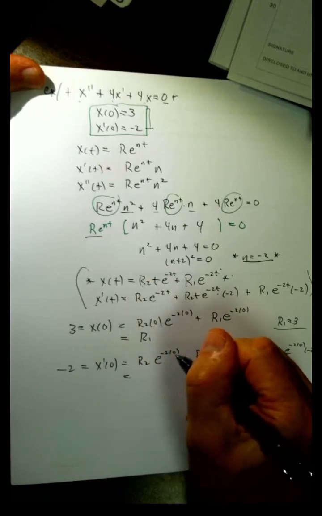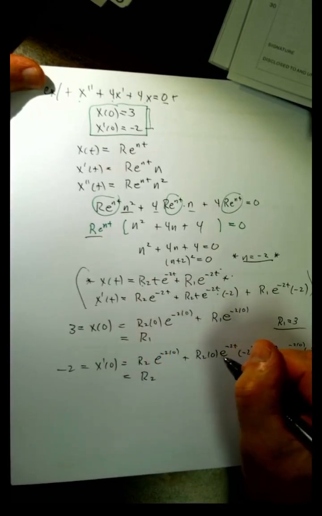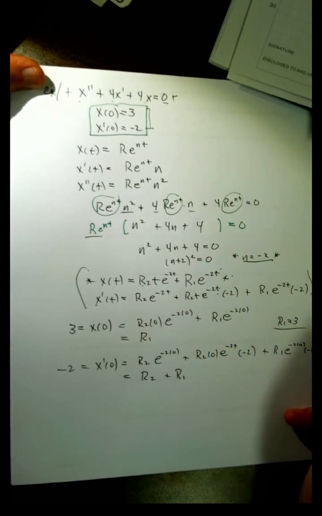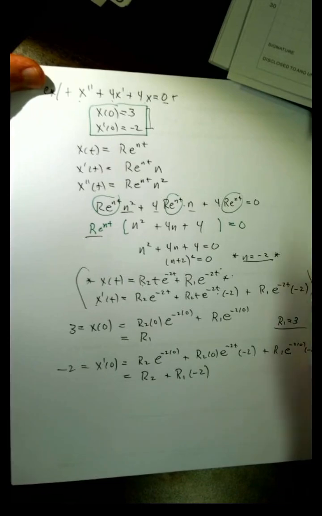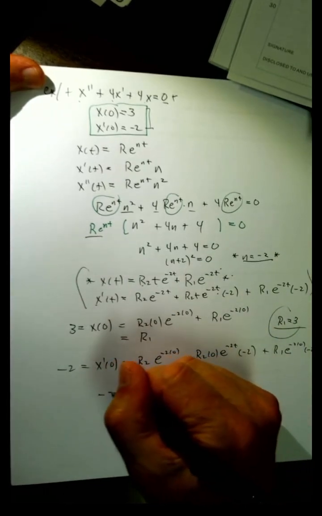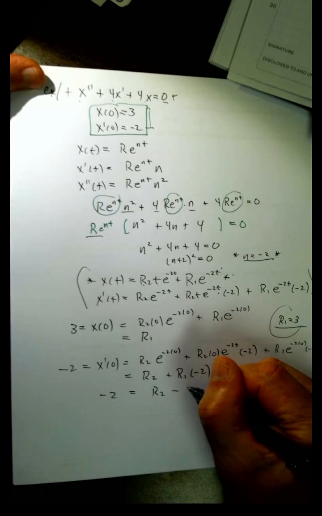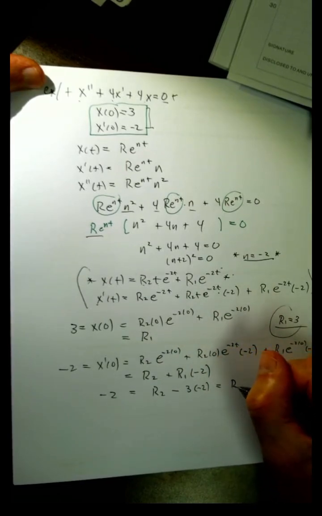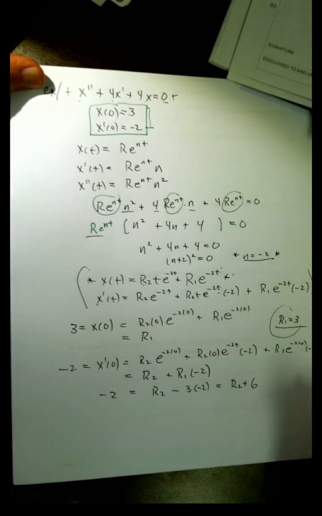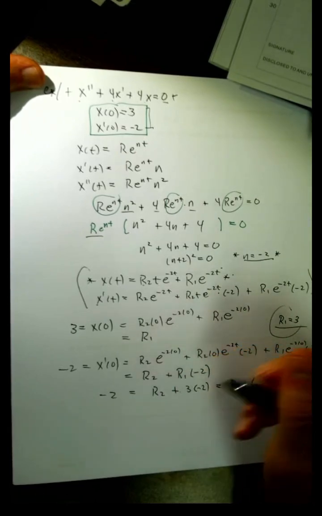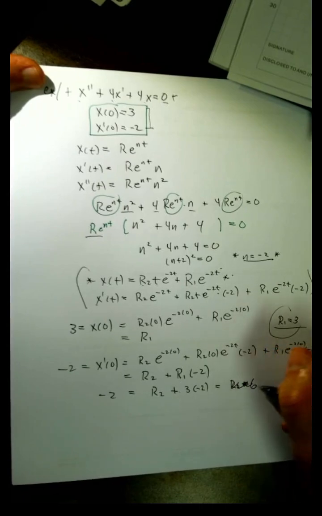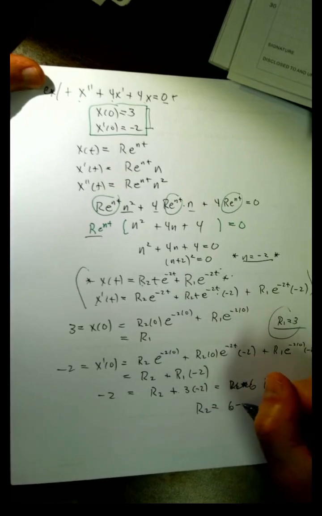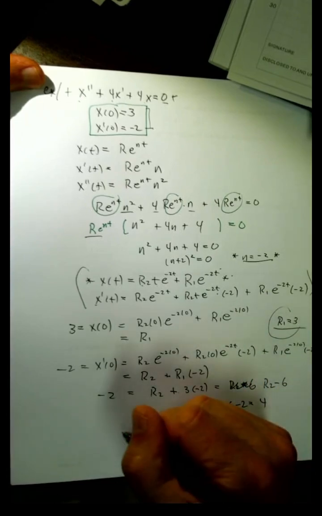So what happens? e to the 0 is 1. R2 times 0 is 0. e to the 0 is 1, so I'm going to have minus 2. I know that R1 is 3. So 3 times minus 2 is minus 6, so I get R2 plus 6. Oops, sorry, that should have been a plus. I was thinking ahead, so this should be R2 minus 6. So R2, if I add 6 to both sides, R2 is 4.